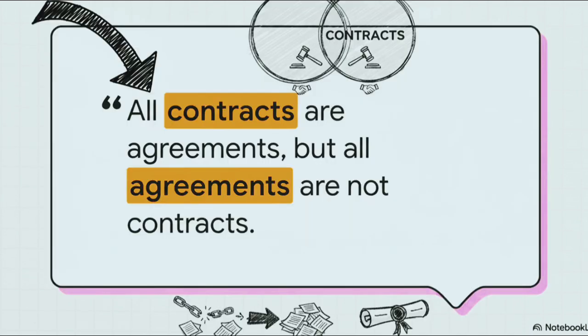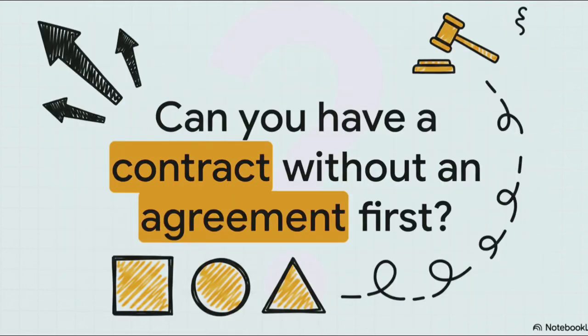Which brings us right back to our ultimate anchor rule, the one that ties this entire unit together beautifully. All contracts are agreements, but all agreements are not contracts. Why? Because every single contract needs that foundational agreement to exist, but an agreement without legal enforceability is just, well, an agreement. So I'm leaving you with this thought to really solidify your understanding today.